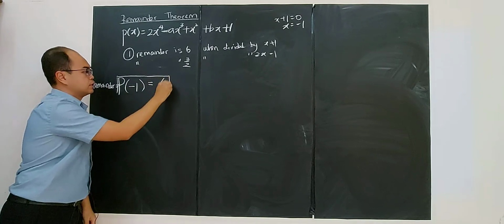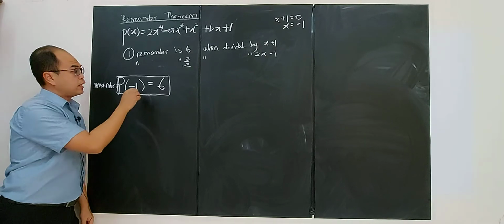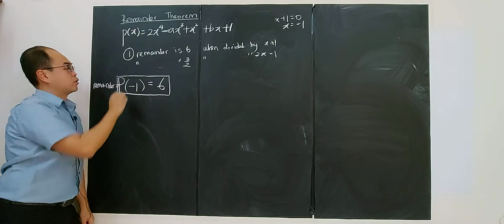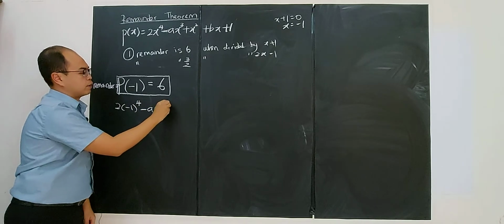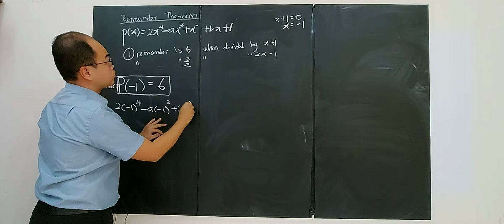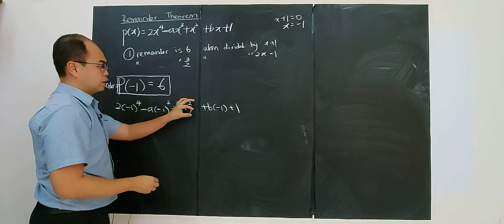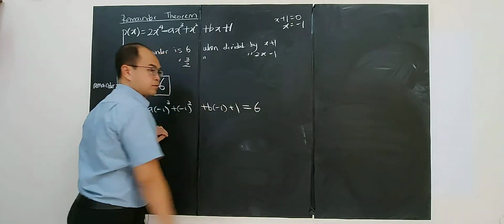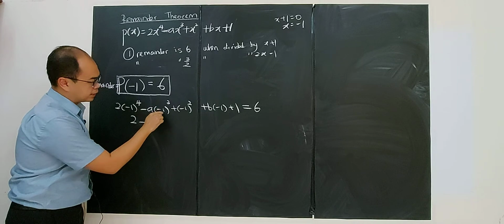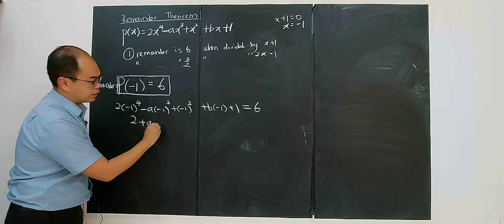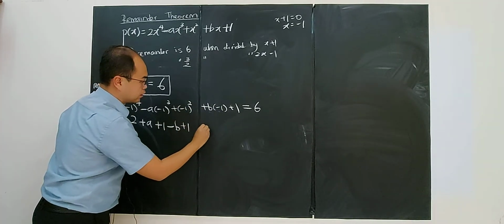So this is the first equation, p of negative 1 equals 6. You substitute negative 1 into the polynomial, which gives 2 times negative 1 to the power 4, minus a times negative 1 cubed, plus negative 1 squared, plus b times negative 1, plus 1. Once you substitute negative 1, you will get your remainder, which they already told you is 6. So this is 2 minus negative a, so positive a, then positive 1, then negative b, plus 1.